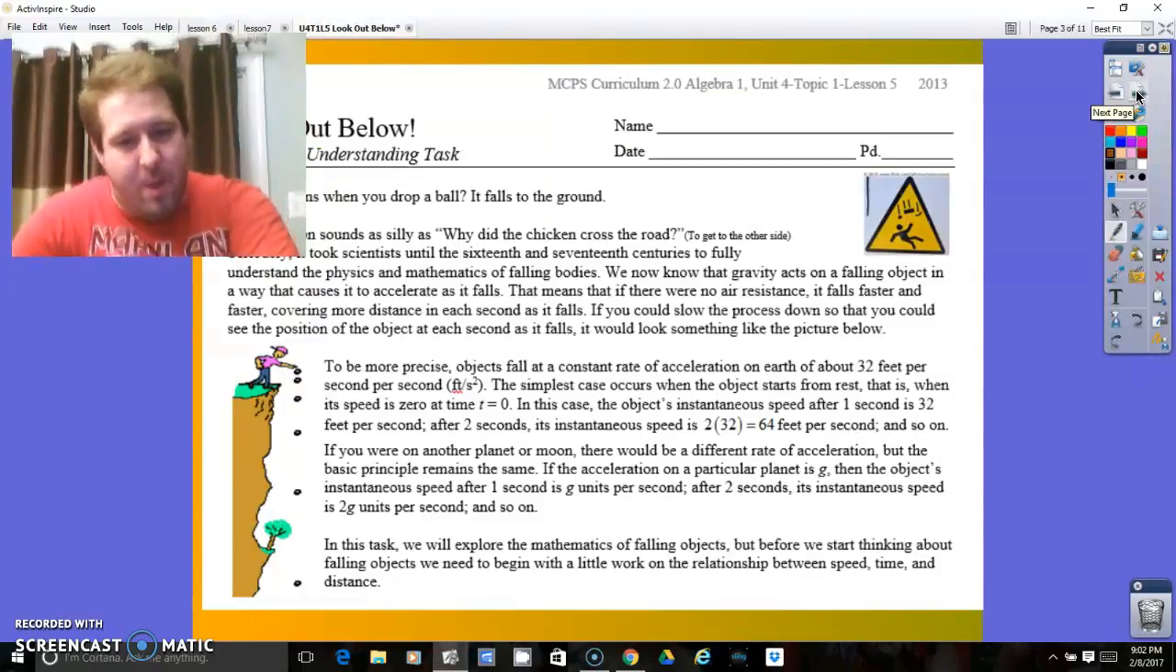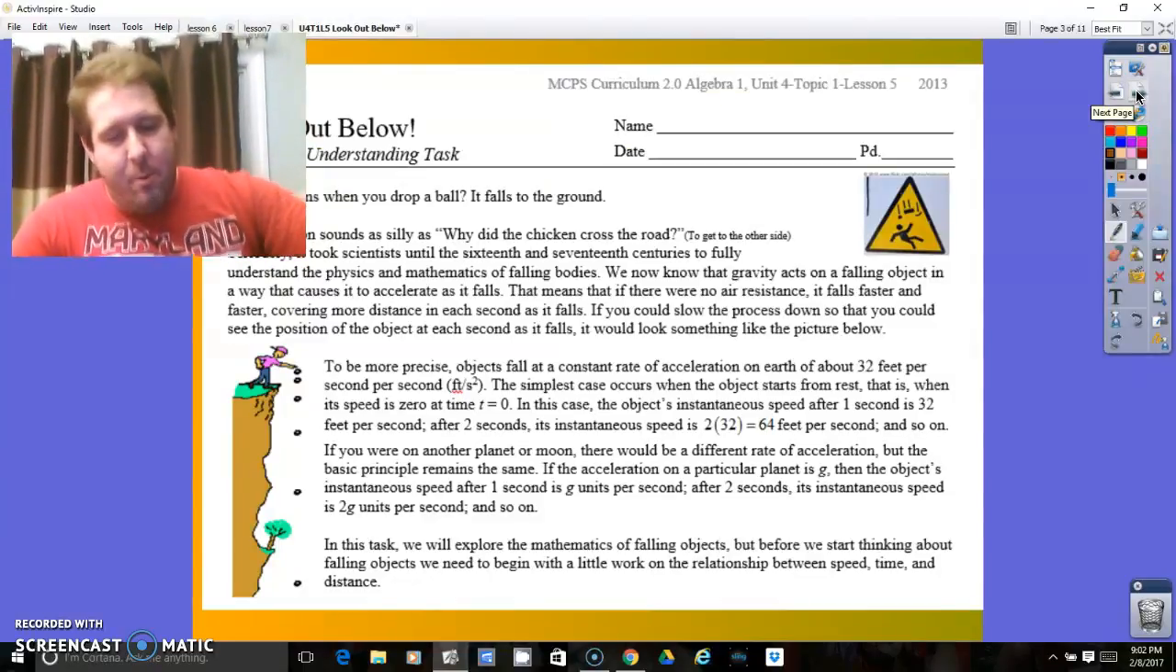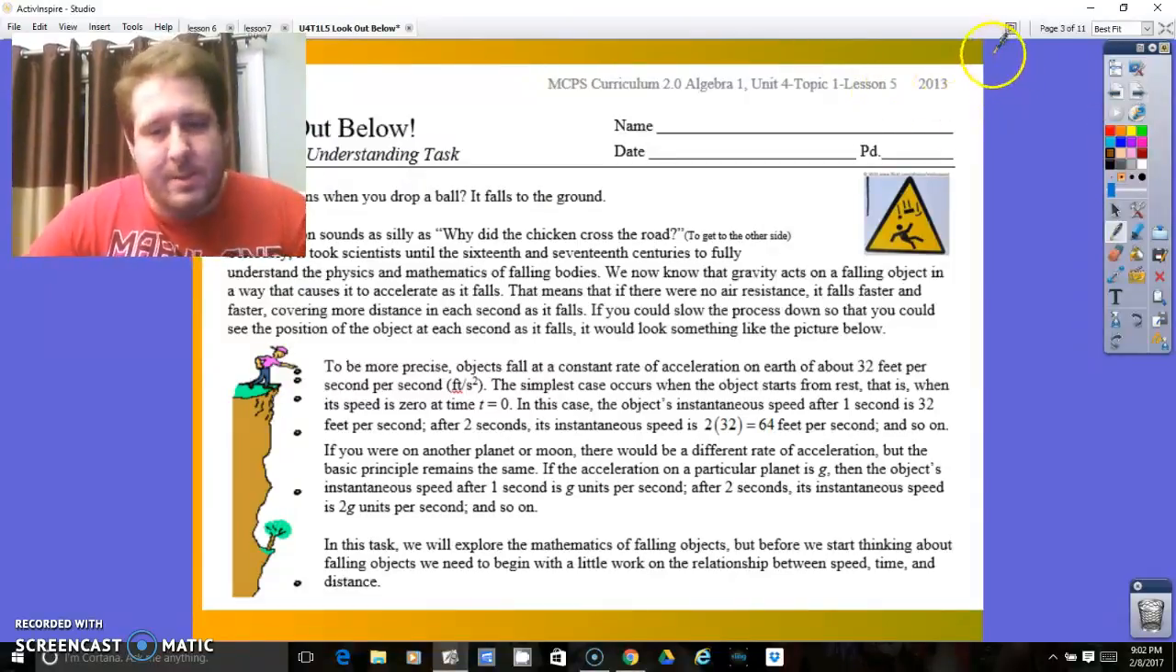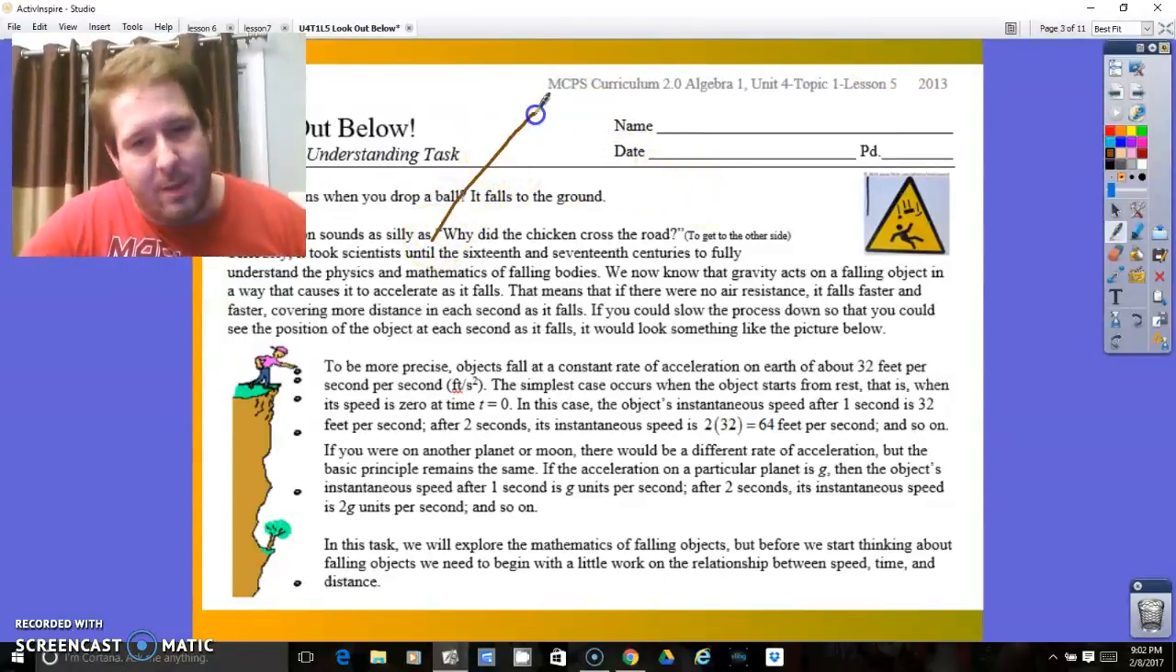So this lesson has to do with falling objects. And what we're really going to be looking at is finding rates of change. That's really the main understanding of this lesson. We want to explore rates of change of different types of functions. So far, we've done linear functions.